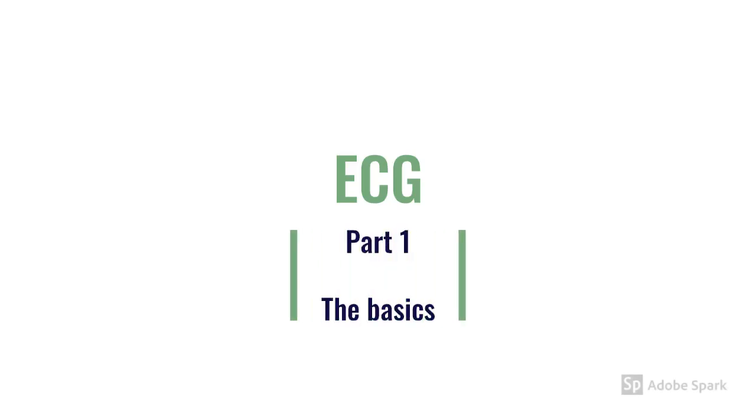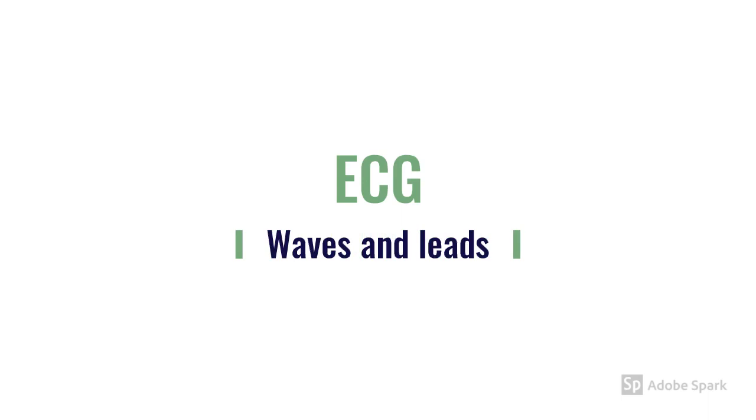It's going to be over two parts. In part one we're just going to be looking at some of the basic principles behind ECGs and how to look at them, how to interpret them. And in the second part we're going to be working through some examples. So let's take a little look at the standard ECG.